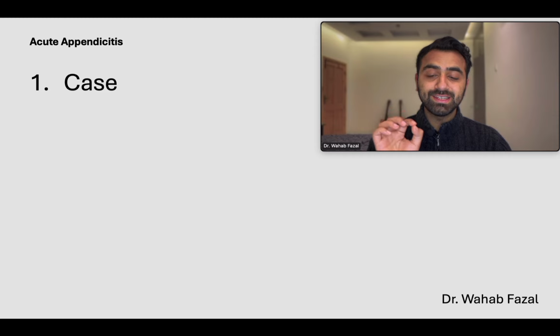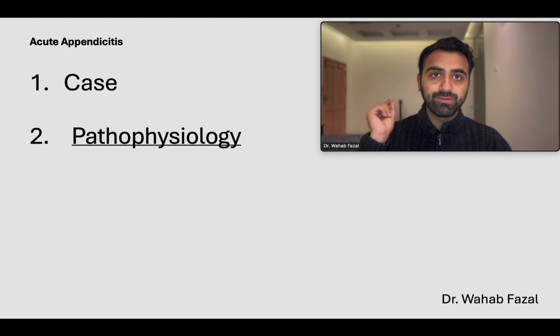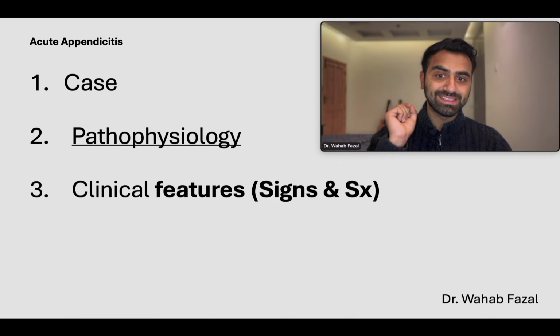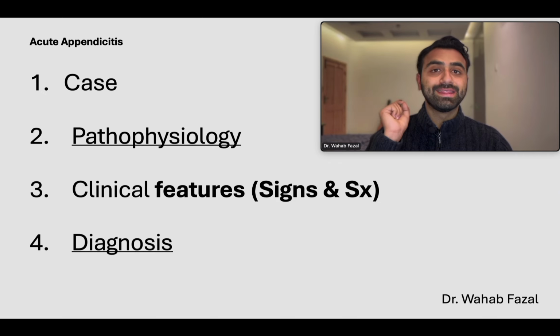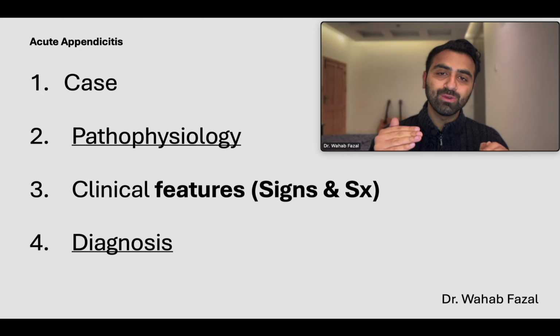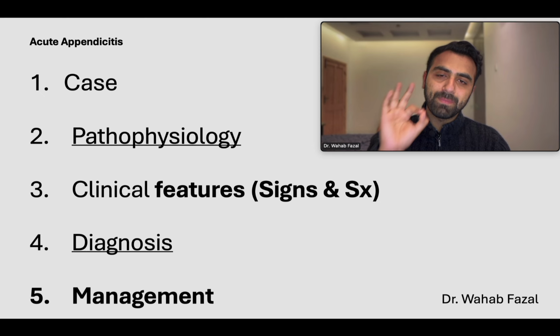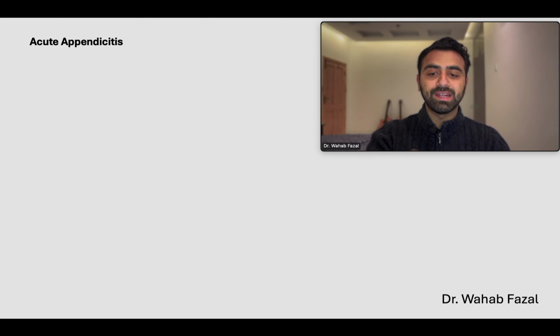So we're going to start this lecture with a case, then we're going to talk about the pathophysiology of acute appendicitis and how it happens, the clinical features which include the signs and the symptoms of acute appendicitis, the diagnosis, so how do you make the diagnosis of acute appendicitis, and then the management, and I'm going to tell you the step-by-step management. So starting with the case.